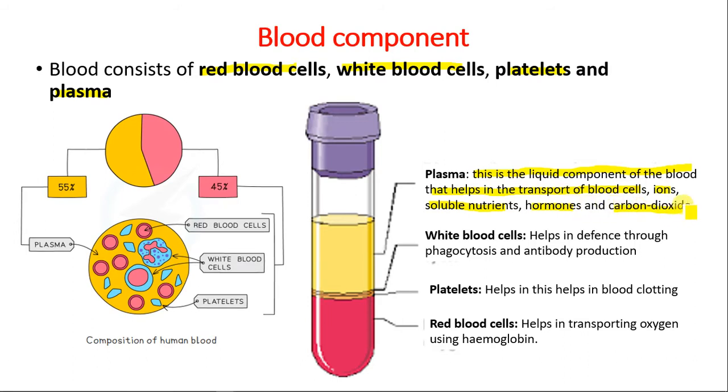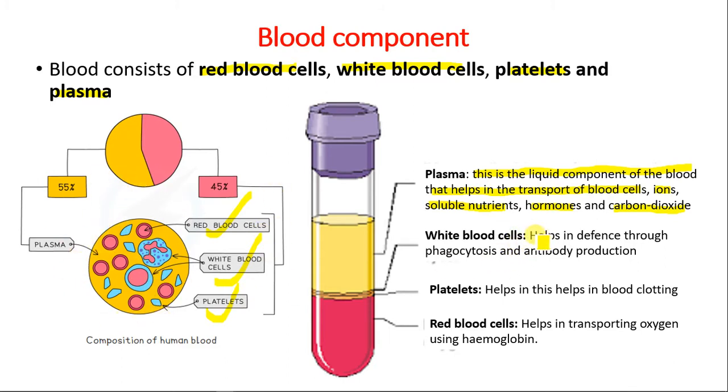That's their major function. They help in the transport of all the other components, including the blood cells, red and white blood cells, ions, soluble nutrients, hormones, and carbon dioxide. Now, the other 45% is made up of the red blood cells, white blood cells, and platelets, which make up 45% of the composition of the blood.